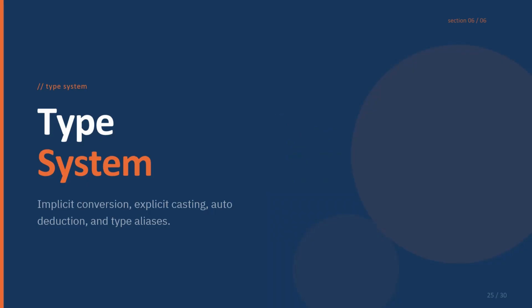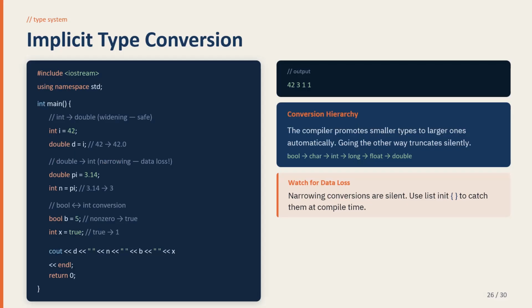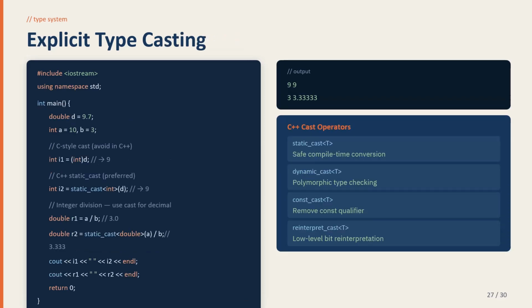Next is the type system. Implicit conversion as well as explicit conversion is allowed here. We also will come across auto detection and type aliases here. In implicit conversion, the compiler promotes smaller types to larger ones automatically. Explicit conversion means explicitly stating which data type the variable is to be changed from and to which data type. It has to be explicitly given.